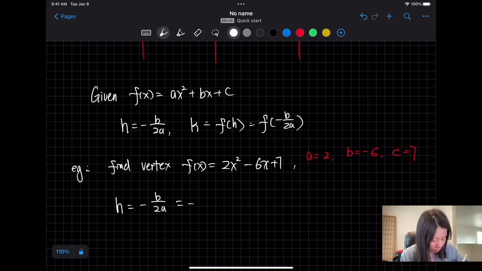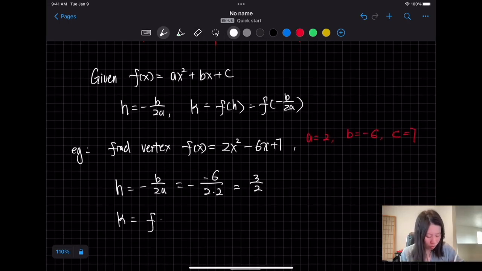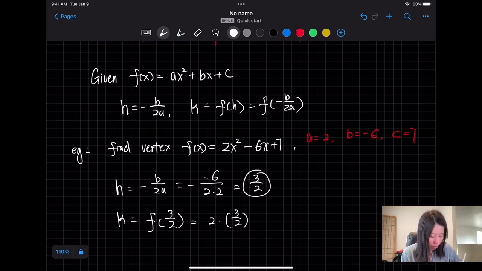which is negative b, negative negative 6, over 2 times 2. So that gives you positive 6 over 4. Simplify it, I have 3 halves. Okay, but that's just the x-coordinate. We still need to find the y-coordinate, k, which means I need to substitute 3 halves into the function. So I have 2 times 3 halves squared minus 6 times 3 halves plus 7.